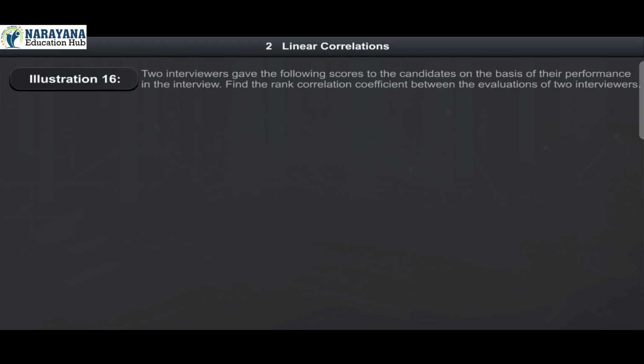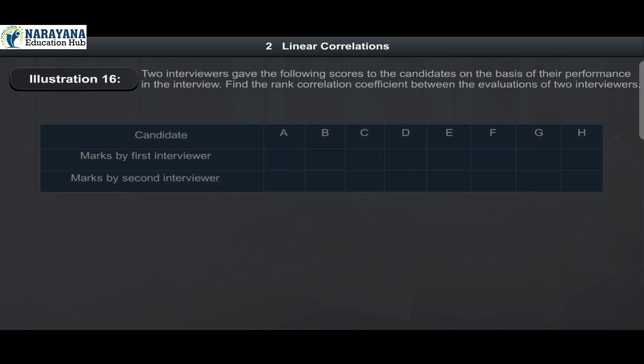Illustration 16. Two interviewers gave the following scores to the candidates on the basis of their performance in their interview. Find the rank correlation coefficient between the evaluations of the two interviewers. Candidate, marks by first interviewer, marks by second interviewer: A 28, 32; B 44, 45; C 10, 25; D 28, 32; E 47, 41; F 35, 32; G 19, 24; H 40, 38. Here n is equal to 8.